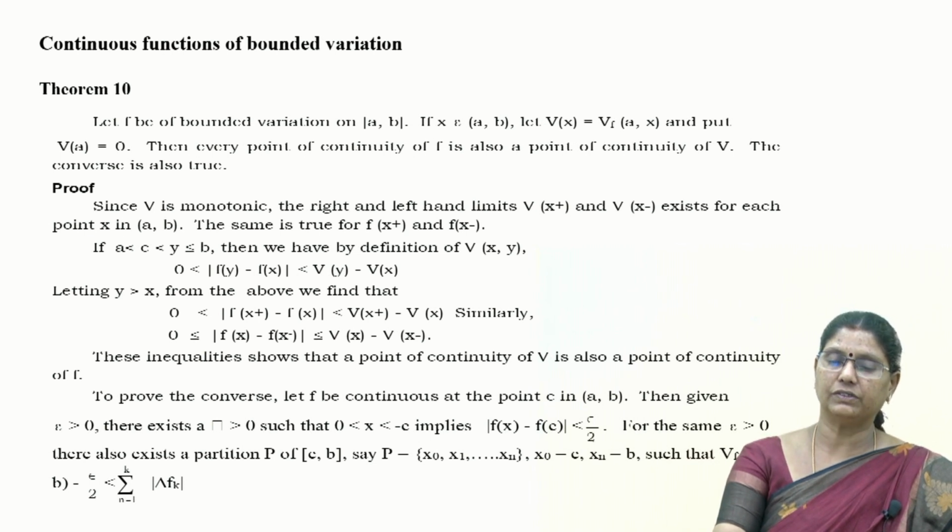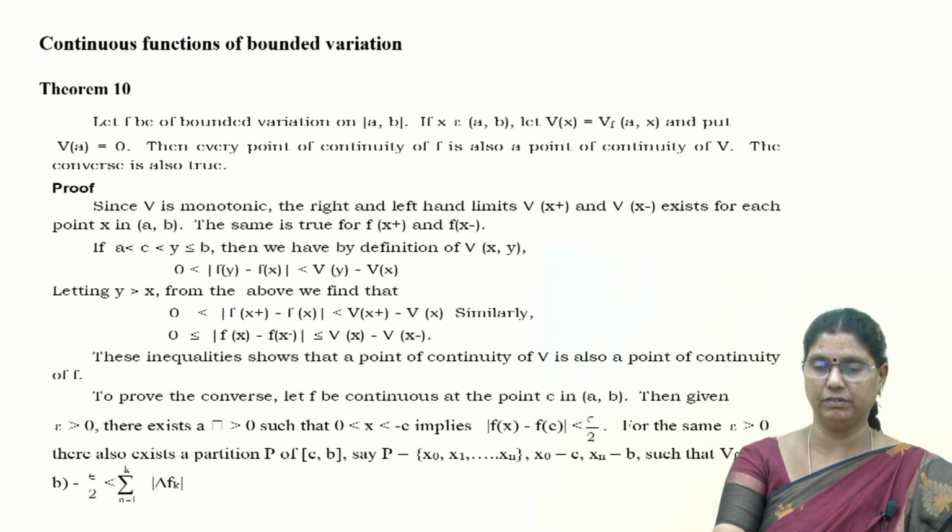Next, continuous functions of bounded variation. Let f be of bounded variation on the closed interval [a, b], let x belong to the open interval (a, b), and let v(x) equal V_f(a, x), and put v(a) equal to 0. Then every point of continuity of f is also a point of continuity of v. The converse is also true.